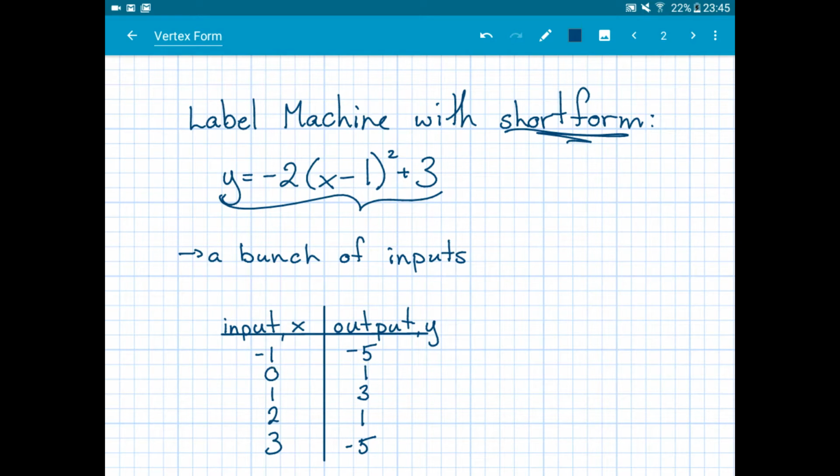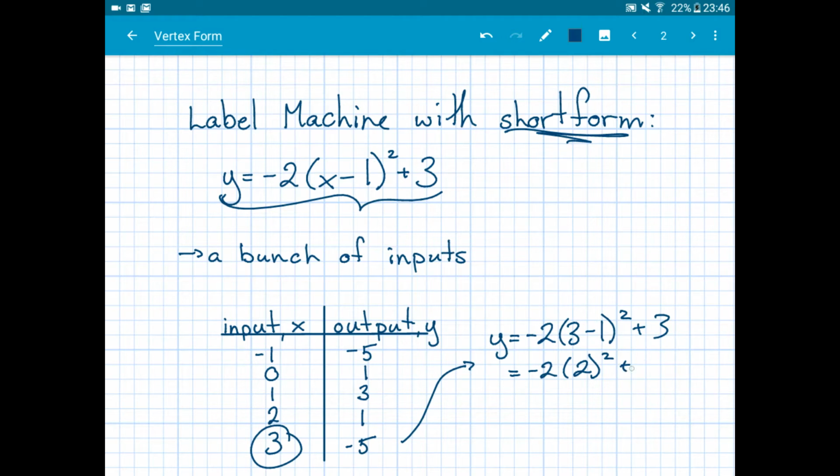So we take our inputs and we plug them in. So I'm just going to do 1 here just to convince you that this gives the same result. We'll do 3. So for this particular input, we have y equals -2 times (3 minus 1) squared plus 3, which is -2 times 2 squared plus 3, which is -2 times 4 plus 3, which is -8 plus 3, which is going to be -5. So an input of 3 results in an output of -5.